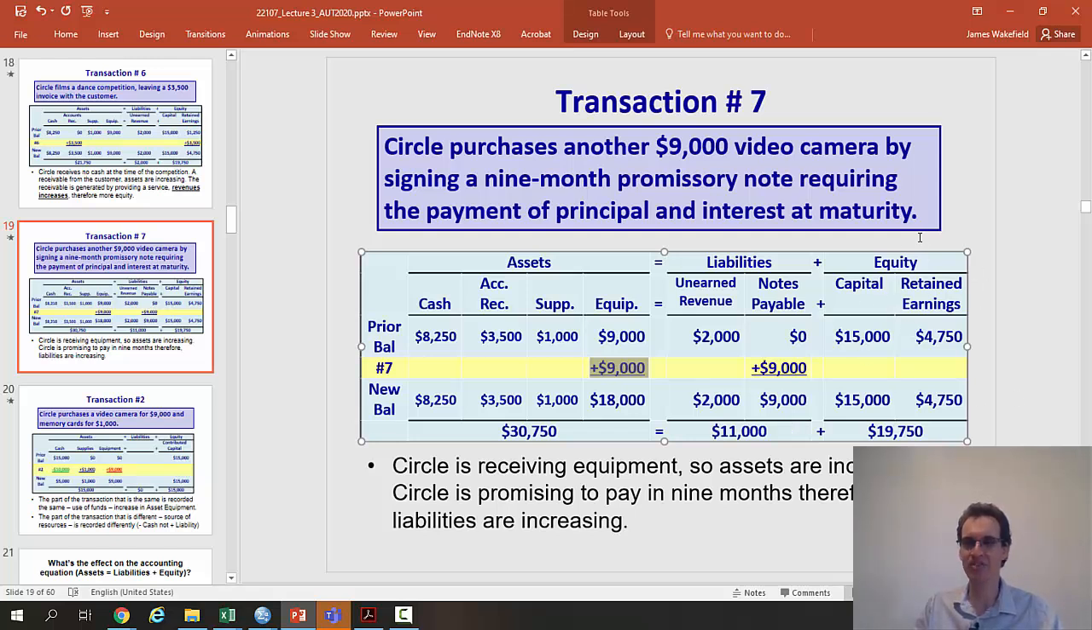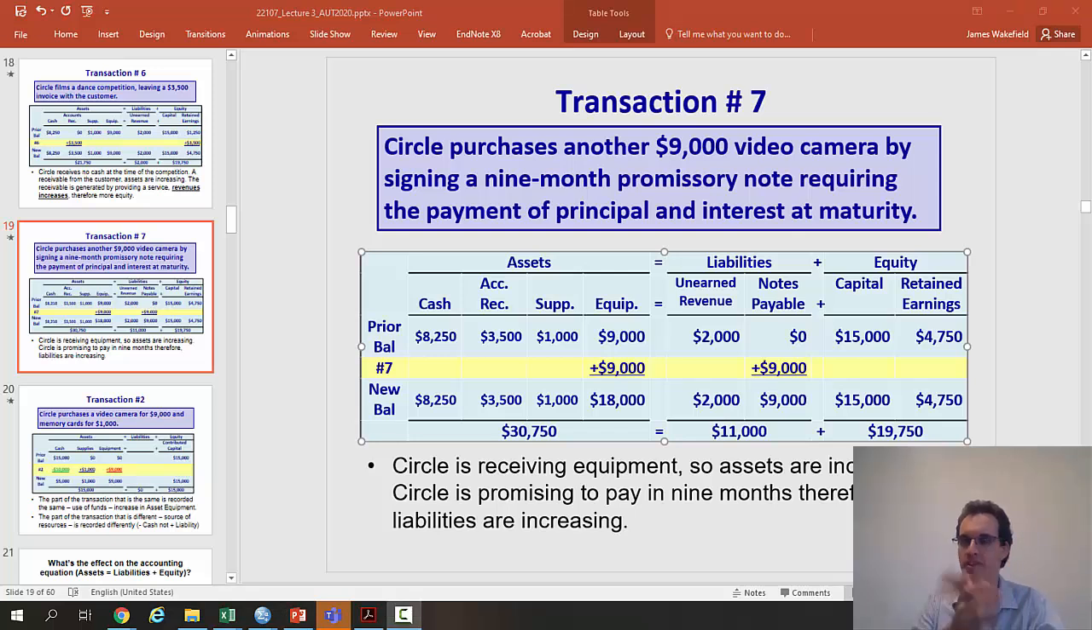So we know that the owners contributed $15,000 to the business originally, which is where that $15,000 came from. And that $15,000 has been used to purchase a number of things, including the video cameras and the supplies in transaction 2. That was how we funded that initial transaction. In this case, we funded it in transaction 7 through borrowing money. So the 9,000 liability there funds that asset there.